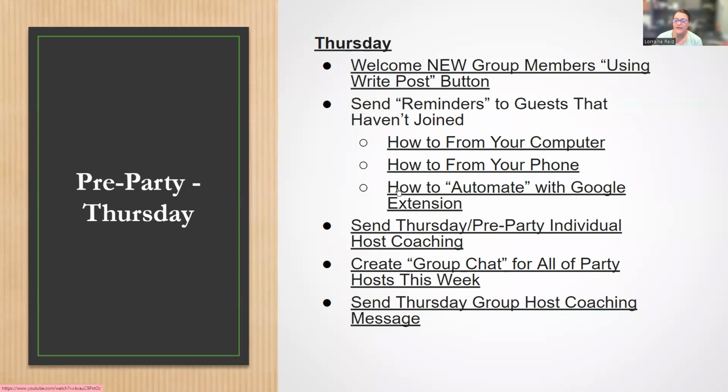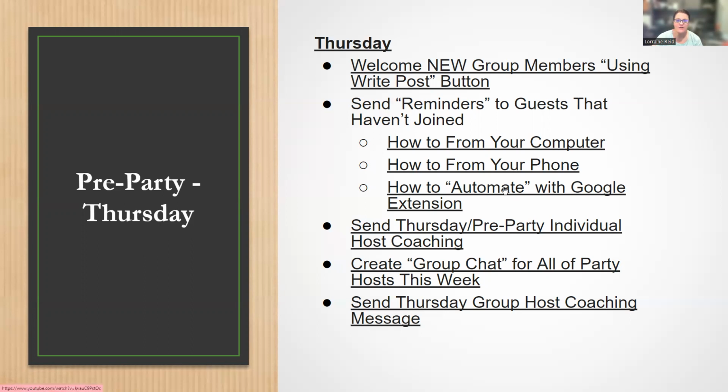Then we have pre-party Thursday. So it's now Monday today, we're going to head into Thursday. We're going to welcome all the new guests that just came into the party with the message that sits behind here. We're going to send reminders to the guests that haven't joined. You can do this from your computer. You can do this from your phone, or you can create this automated extension. And this is what I do. My system reminds everybody automatically. I just click a button and all the reminders go out.